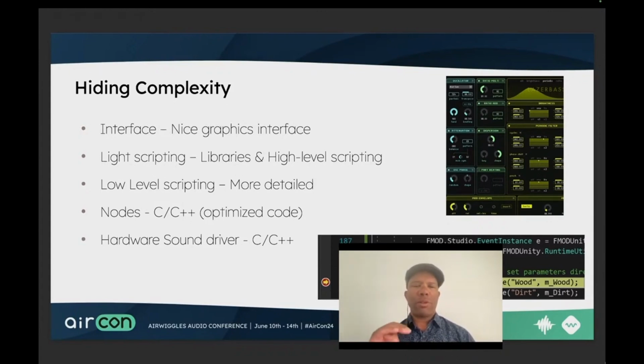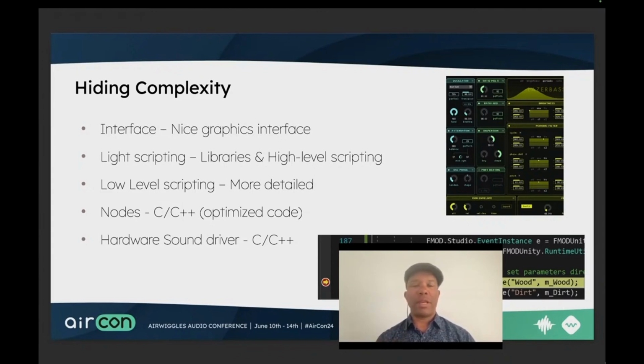And then the layer below that is light scripting. We can see that that's using libraries and high-level scripting. That would be something like I showed you with Pure Data, with the guitar. And that's where you can just plop in larger modules. Then you can get more detailed with low-level scripting, where you're using atomic, the more basic objects like the DAC and stuff like that.